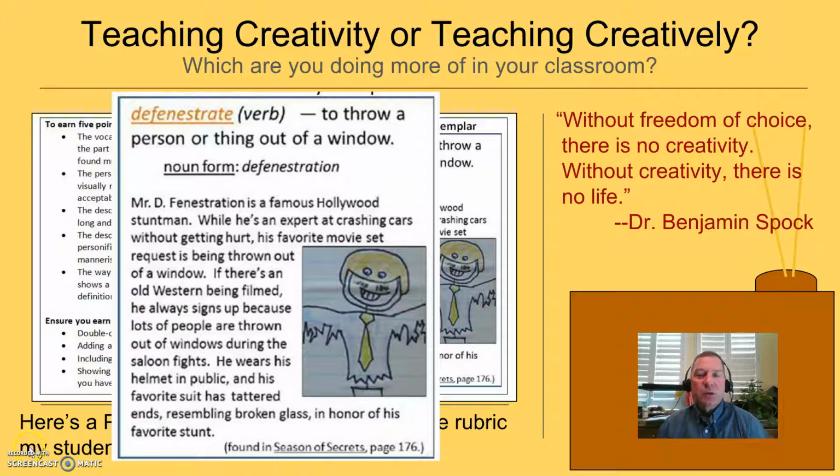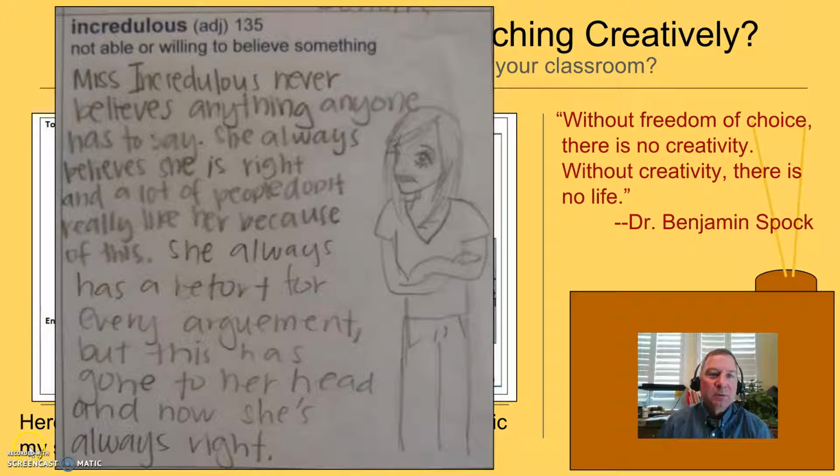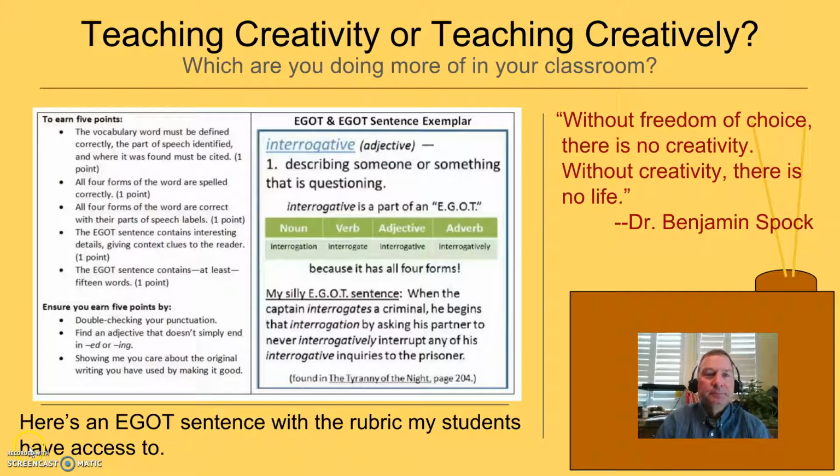I created a personified character who's a stuntman, and I describe why the word means what it means, the way that I personified it. So here's a student example. Rebecca did this one for the word incredulous. Here's EGOT sentences, which I'm really proud of because this is one of my own creation. It was for my understanding learners.